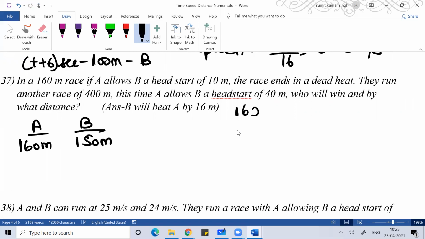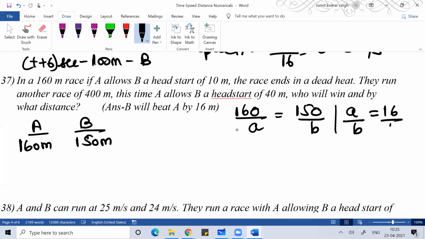It means 160 by A is equal to 150 by B. Let the speed of A be A meters per second and the speed of B be B meters per second. So I can say that A by B is equal to 16 by 15. I think everyone is clear with this part. So the ratio of speeds of A and B is 16 is to 15.